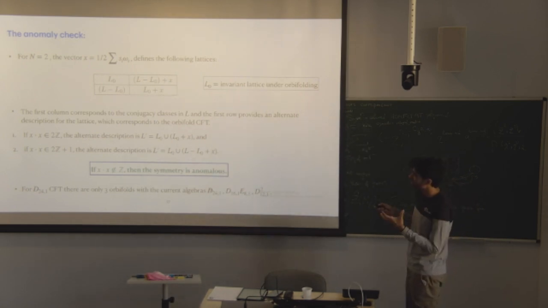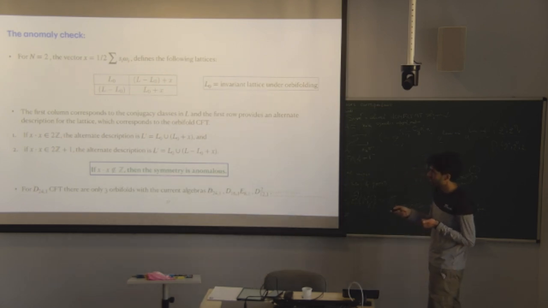Then in the lattice picture, it's a very fast procedure to check whether you will have an anomaly-free symmetry or not. So what you do is you start with your lattice, which is L0 and L minus L0. So the lattice is L, so take a union of the first column, you'll get L. But then there are other parts in the lattice. So this X vector from Kac's theorem, you use this vector to construct two other possible conjugacy classes in the lattice.